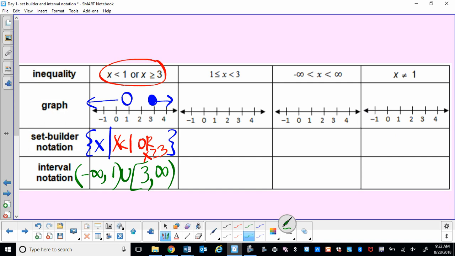Do we understand why our interval notation looks like that? Okay, remember your interval notation always matches with your graph. Read it from left to right.